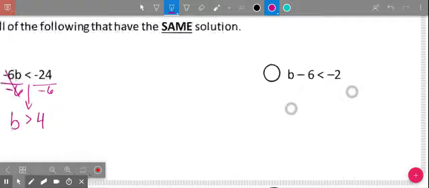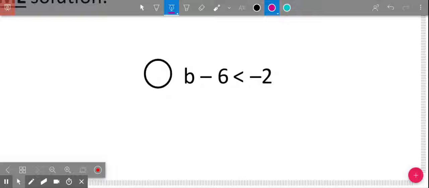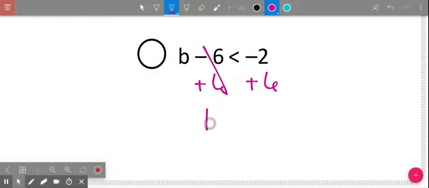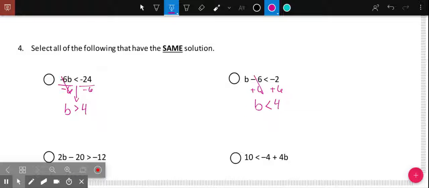The next one we have b minus 6 is less than negative 2. So I'm going to add 6 to both sides. The 6's cancel out, and I'll get b is less than negative 2 plus 6 gives me 4. Now, if I look at that, those are not the same thing. That's b is greater than 4. That's b is less than 4. So I've got to keep working.